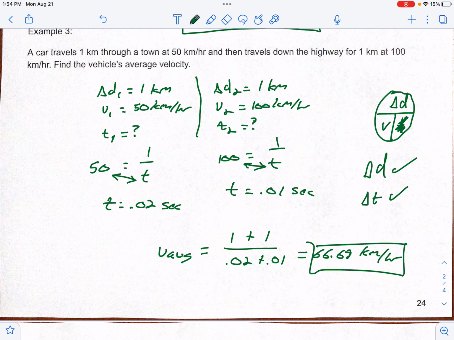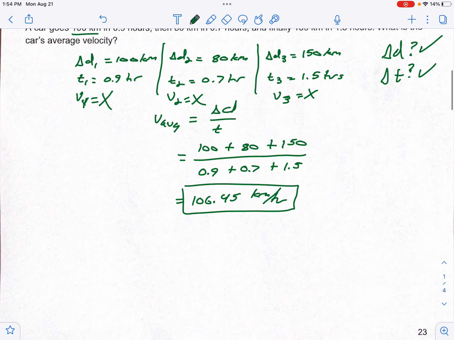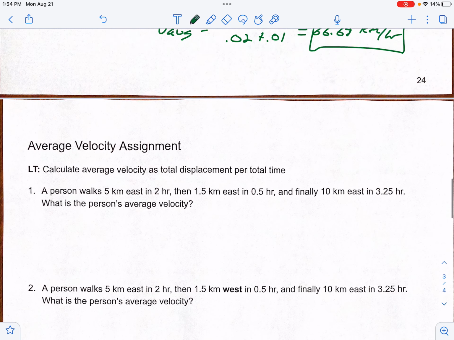So in that case, we had to find time. We didn't have it. In the problem before it, we had to find displacement. We didn't have it. And in the problem before that, we already had them, so all we had to do was just plug in. Okay, so let's move on to the next page.